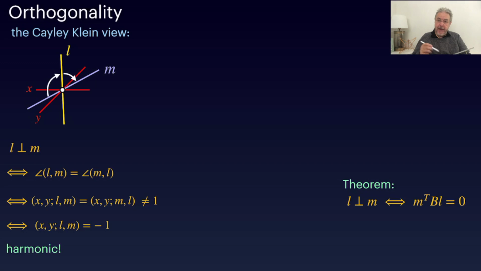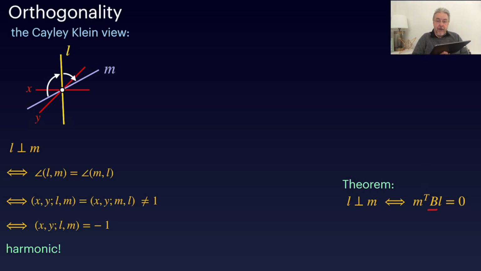So what you can actually prove is the following. If your fundamental object is again represented by a primal dual pair A and B, where B is the dual matrix here, then two lines are orthogonal if and only if this equation here holds. So you take the homogeneous coordinates of M, multiply them by the dual fundamental object, multiply by L, and if this is 0, then the two lines are orthogonal.